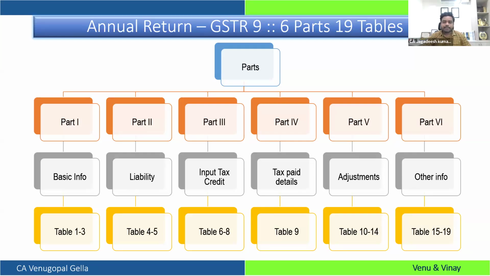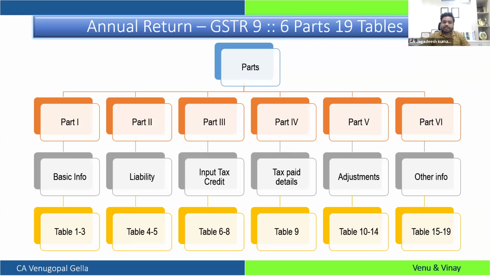Part 2 deals with the liability. Sorry, in part 2, liability is again divided into 2 tables, table 4 and table 5. We will discuss these tables in detail in the later slides. First, we'll understand how the form is divided into the different parts. So part 2 is liability and part 3 is about the input tax credit. Next to the liability and the input tax credit, it's the tax paid details, that is under table 9.